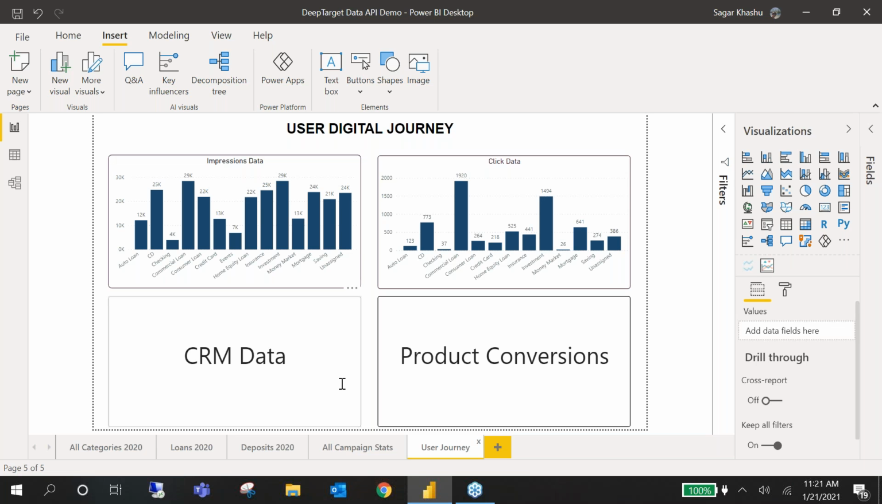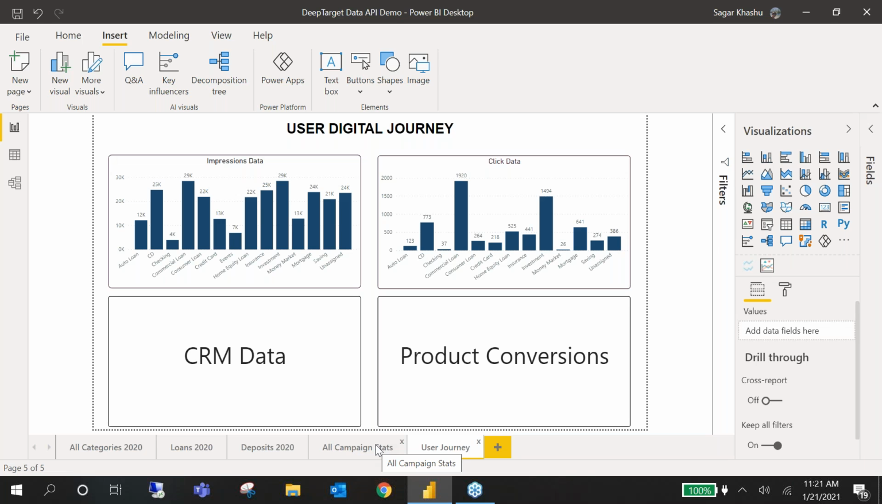And out of those, based on those interactions, based on those touch points that are provided to your CRM systems, you can analyze the product conversions and account openings that were impacted. So again, completing a whole 360-degree customer journey to understand the impact your campaigns are having overall. So these are some examples of instances and how you can think about utilizing the Deep Target Analytics API in a broader sense.